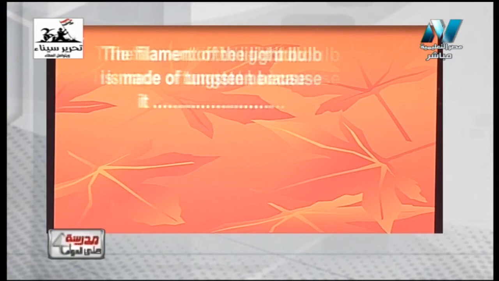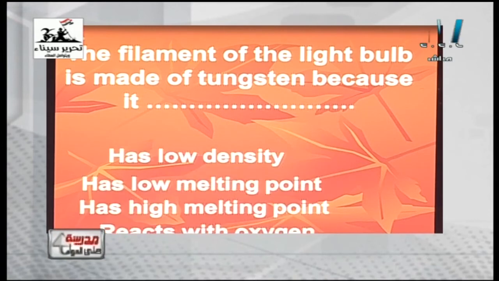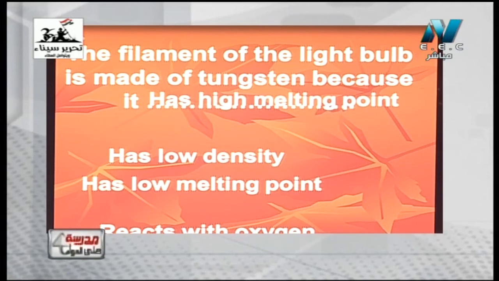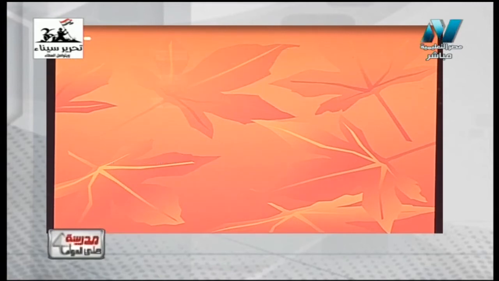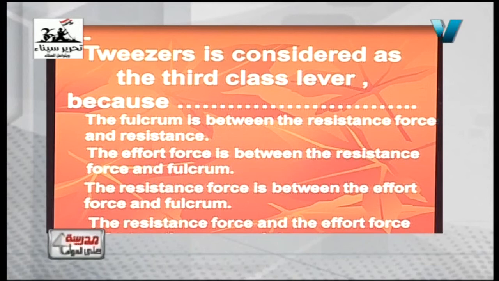Another question that says, the filament of the light bulb is made of tungsten because it has low density, low melting point, high melting point, or reacts with oxygen? This is a very frequent question, more than once today and in all the previous episodes, because tungsten has a high melting point.